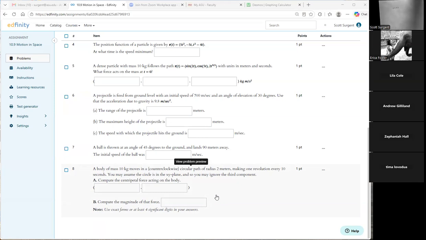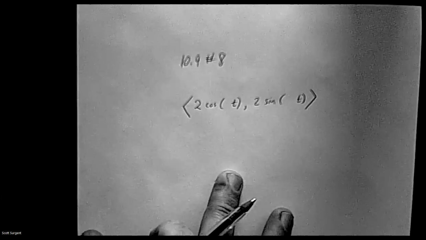We need to figure out the centripetal force. The kilograms doesn't really enter the mixture yet. The circular path has a radius of 2 meters, so that would be 2 cos of something t, comma, 2 sine of something t, and we're making the revolution every 10 seconds.